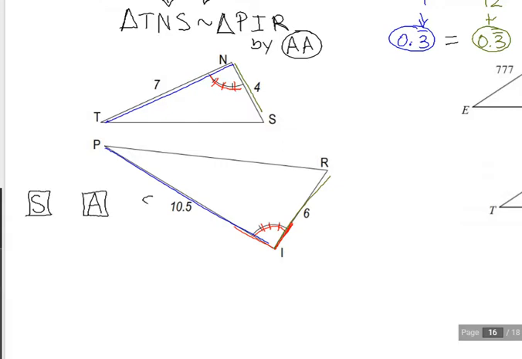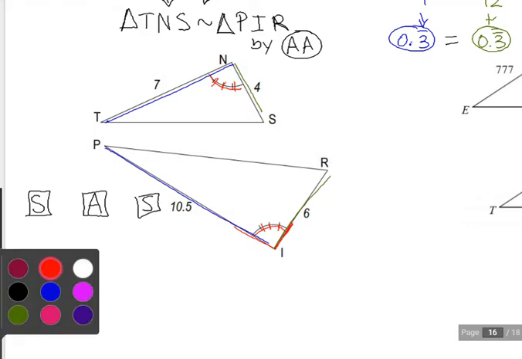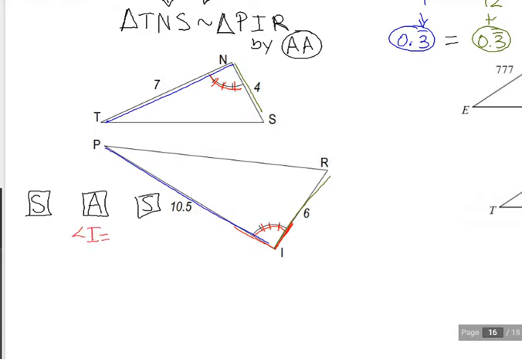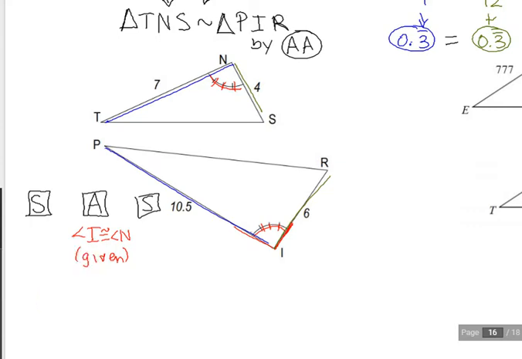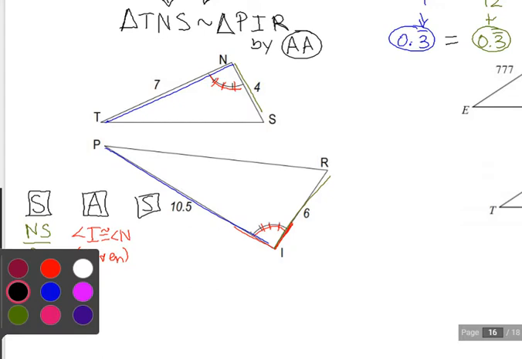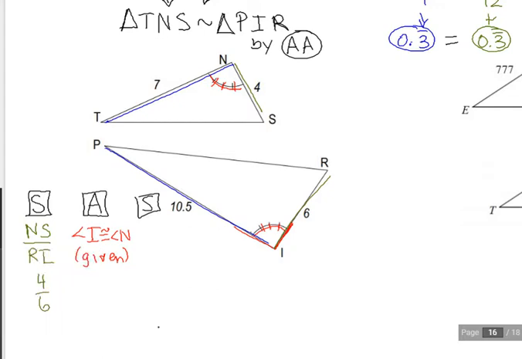Okay, let's do the angle first, that's easy. Angle I is congruent to angle N, because that's what was just given to us, like it was marked on the diagram. Okay, the tougher part's going to be the side lengths. So we have to set a ratio order. Let's go small over large. So NS is to RI. So small triangle green, big triangle green. But we have values, and so that's going to be 4 over 6. 4 over 6 is the same as 2/3. 2/3 is the same as 0.6 repeating. And so that's going to be that ratio.